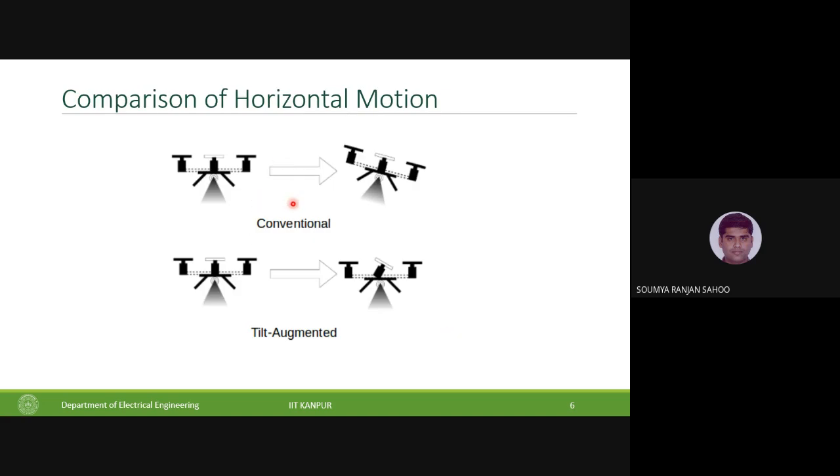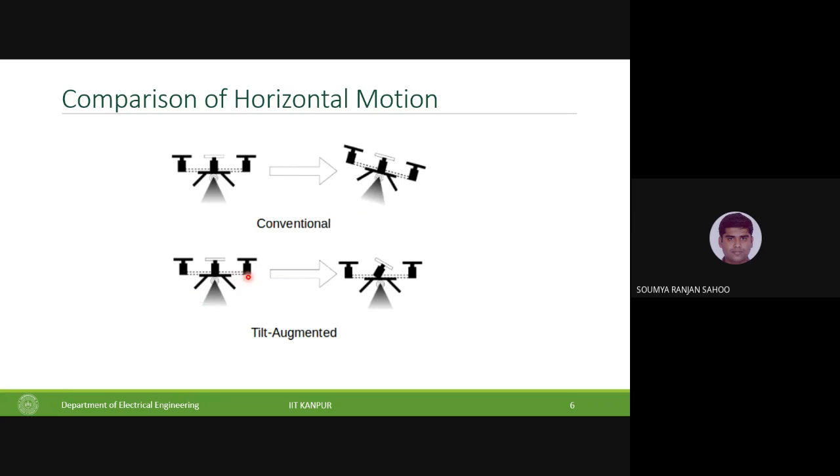So as I said, this is a small comparison of the horizontal motion. This is a side view of a conventional quad, with the sensor mounted at the bottom. The gray shaded area is the conical view that this sensor has. Once it goes into horizontal motion, it has to tilt in the direction in which it is moving, due to which the camera also tilts. So you see the view changes. You wanted to see something down, but now you are seeing things sideways.